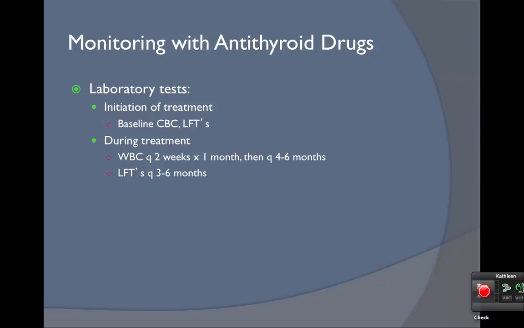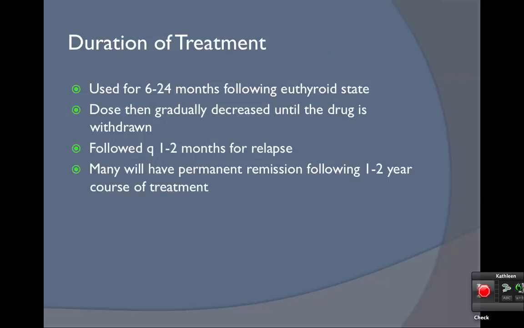Monitoring with antithyroid drugs, you want to get lab tests. Again, the CBC, if you're looking for agranulocytosis, and LFTs. During treatment, you want to get a WBC every 2 weeks for a month, and then every 4 to 6 months, and LFTs every 3 to 6 months. Duration of treatment is 6 to 24 months following euthyroid state. Doses are then gradually decreased until the drug is withdrawn. They're followed up every 1 to 2 months for relapse, and many will have permanent remission following 1 to 2 years of treatment.